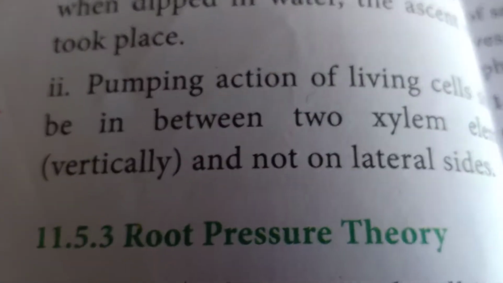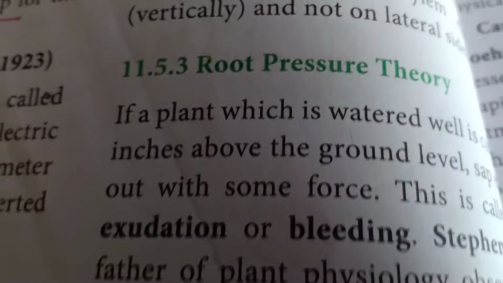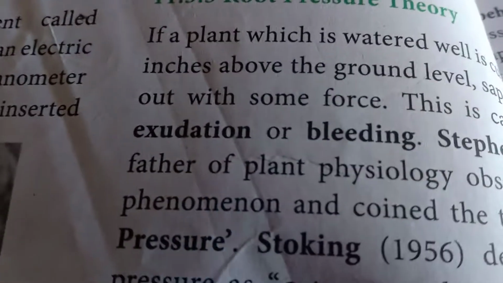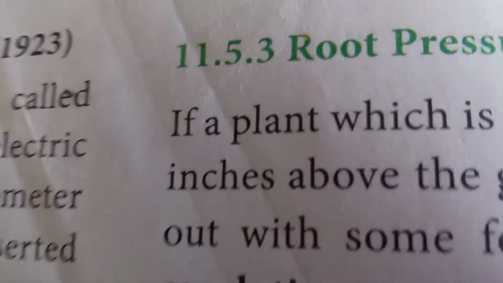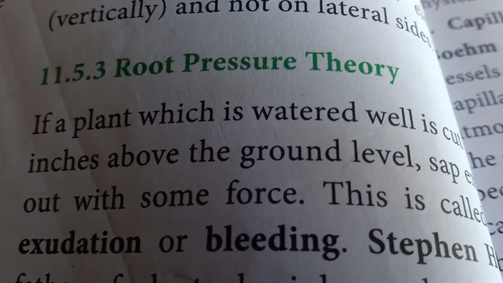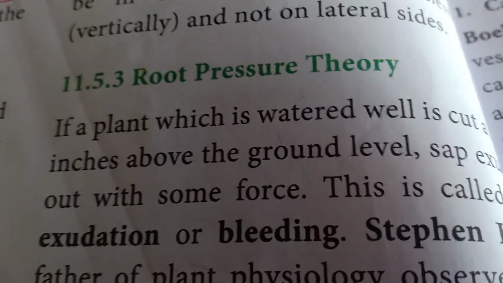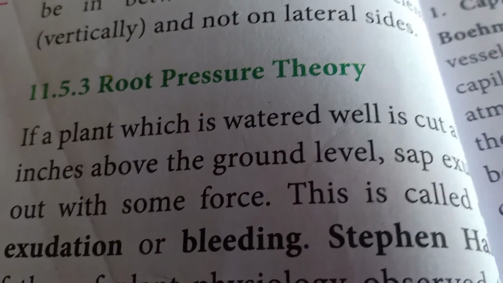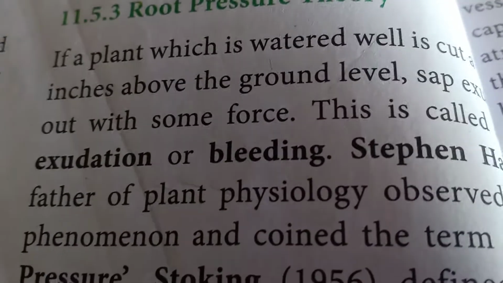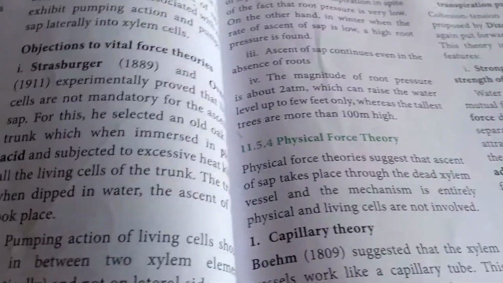Then comes the root pressure theory, the pressure which pushes the water up. And you have a very important definition here called exudation or bleeding. I want you to learn it. What is bleeding? If a well-watered plant is cut an inch above the ground level, sap exudes. Sap comes out with a force, which we call exudation or bleeding. And all these are theories.